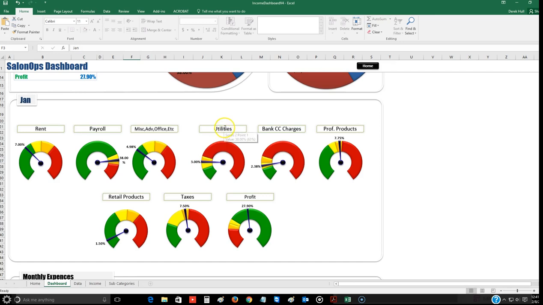Utilities, these are pretty much fixed. Obviously, the only way to get better rates is to negotiate with other companies, bring a new company in, maybe a different electric company, a different phone company, things like that. But these are your targets, so try and keep them in line.